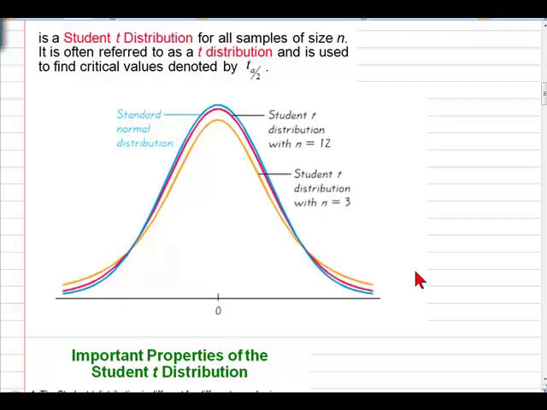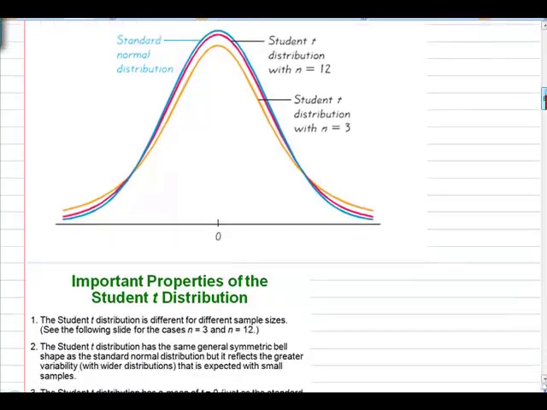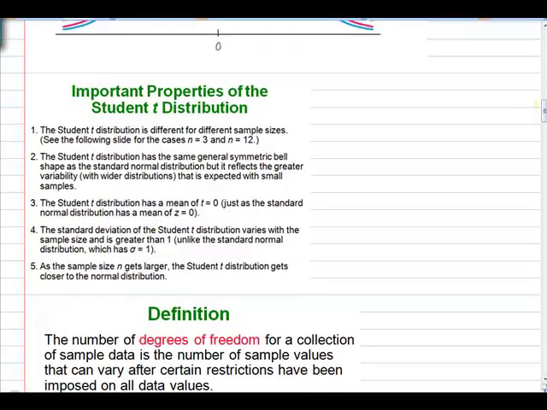With the normal distribution, the shape never changed. We always said it had that same shape, and it does, but with the t it's going to change depending on your sample size. So that's something different that we need to notice. Some important properties of the t distribution. The distribution is different for different sample sizes. It has the same general symmetric bell shape as the standard normal distribution, but it reflects the greater variability with the wider, thicker tails than what is expected with small samples.